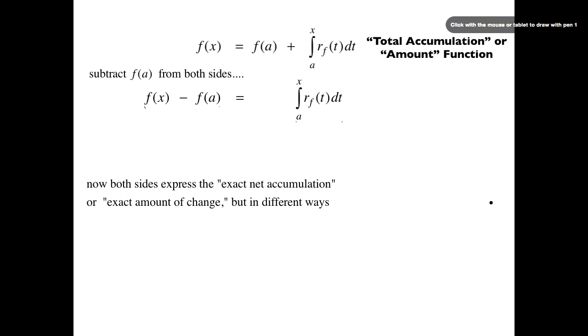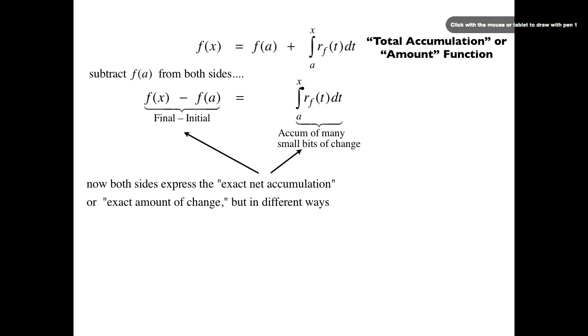That first one is expressing exact net accumulation as final minus initial, right? The final amount minus the initial amount would give you the amount of accumulation, right? Final minus initial. And then this way is expressing it as the accumulation of many small bits of change, right? So again, what does the integral sign mean?